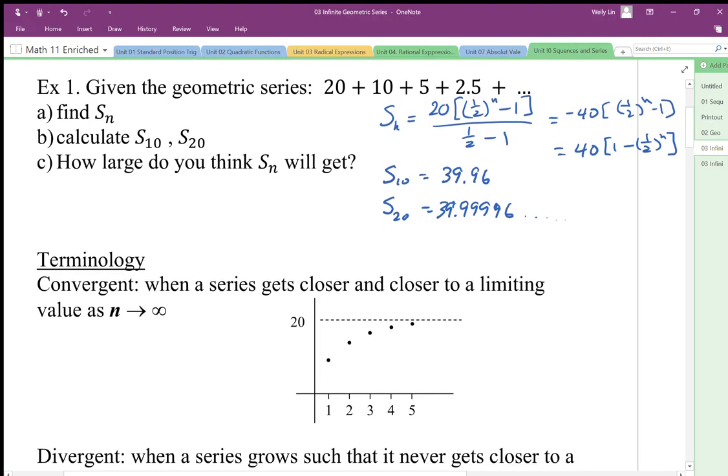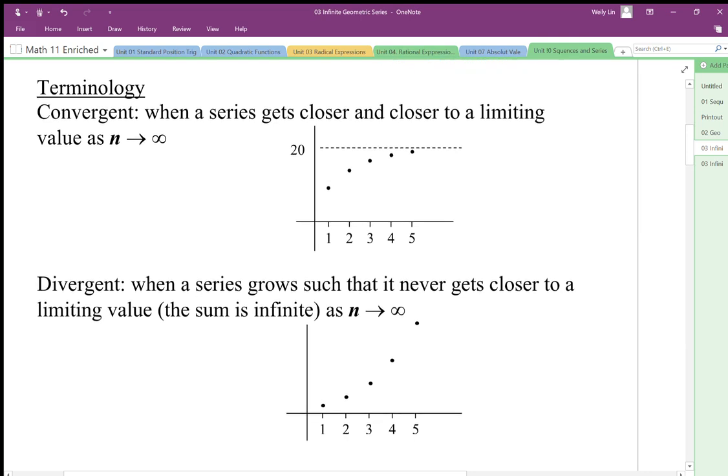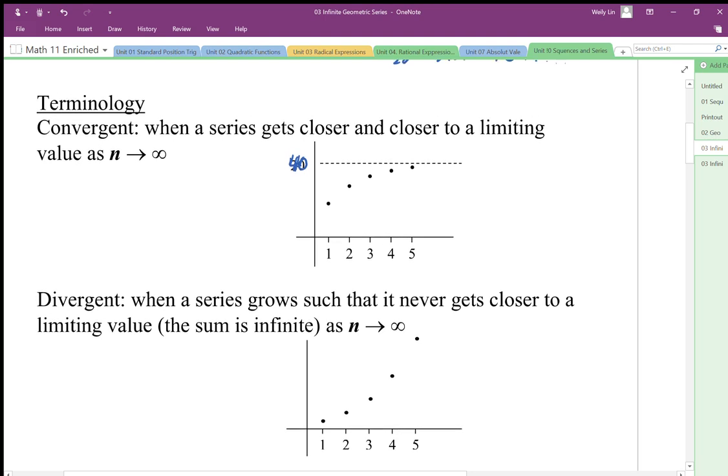So I'm going to start introducing some terminology here. One term is convergence or convergent. What's happening here is that as we add the terms of this series, it's converging to some sum. In this case, the sum is 40. It's converging to a sum of 40. So this idea of having a ceiling to the sum is called a convergent series.